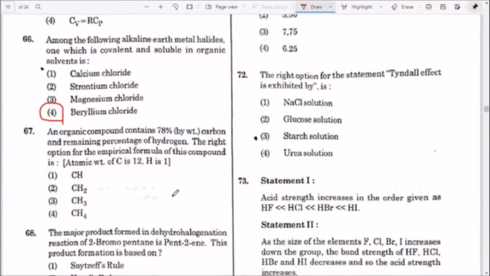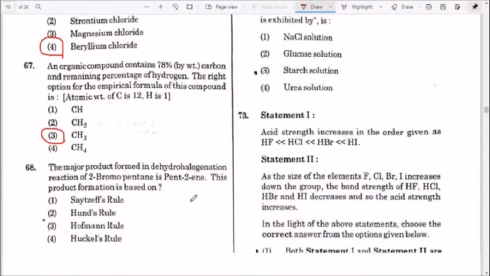Next, question number 67. An organic compound contains 78% by weight carbon and remaining percentage of hydrogen. The right option for the empirical formula of this compound is C and H. So what will be the answer? 3. Yes.